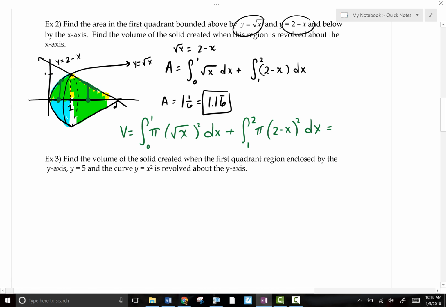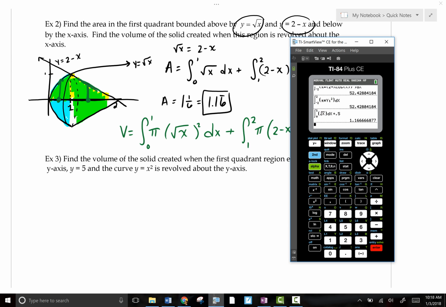So let's math it out in the calculator. Math 9, 0 to 1 of pi times the square root of x squared, let's just call that x, dx, and then plus math 9, 1 to 2 of pi times 2 minus x squared dx. I could have used y1 and y2 because those were in my calculator already. I just didn't feel like it. And if I hit enter, I get 2.61799.